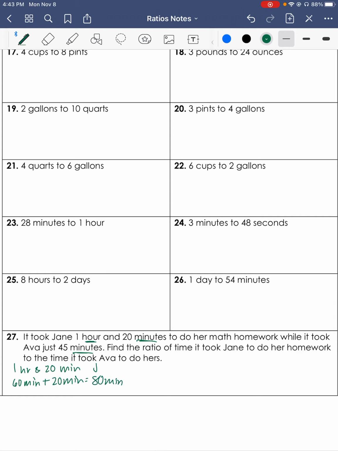Okay, so Jane took 80 minutes. And Ava said 45 minutes here. So Jane to Ava would be 80 over 45. Let's divide by 5. Yeah, 5 I think would be good. And that gets us 16 over 9. And I believe that is the last of it. Okay, so the ratio of the time it took Jane to do her homework to the time it took Ava to do hers was 16 to 9.